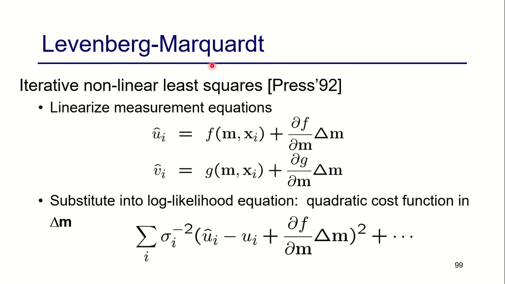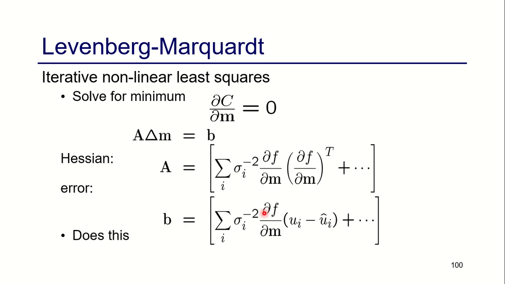And in the Levenberg-Marquardt method, iterative nonlinear least squares are used. So linearizing the measurement equations, where you substitute your log likelihood equation. And in iterative nonlinear least squares, we solve for the minimum, dou C by dou M is equal to 0, and A into del M equals B. So this is the equation for the Hessian and error.